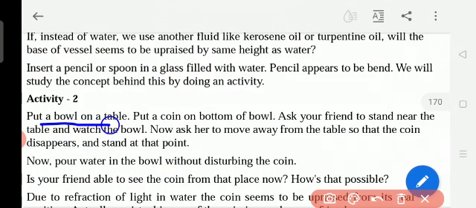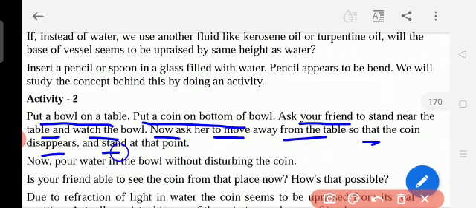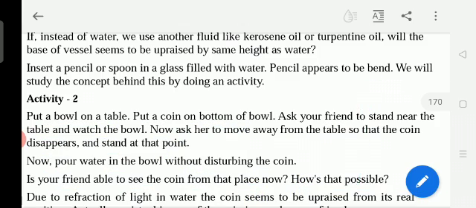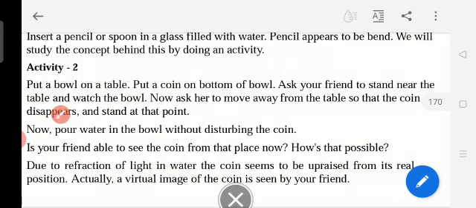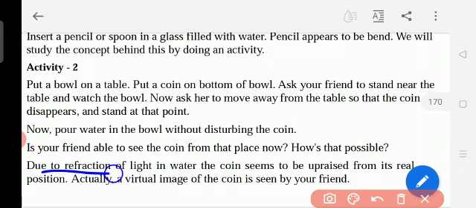Put a bowl on a table and put a coin at the bottom of the bowl. Ask your friend to stand near the table and watch the bowl. Now ask her to move away from the table so that the coin disappears, and stand at that point. Now pour water in the bowl without disturbing the coin. Is your friend able to see the coin from that place now? How is that possible? Due to refraction of light in water, the coin seems to be upraised from its real position.